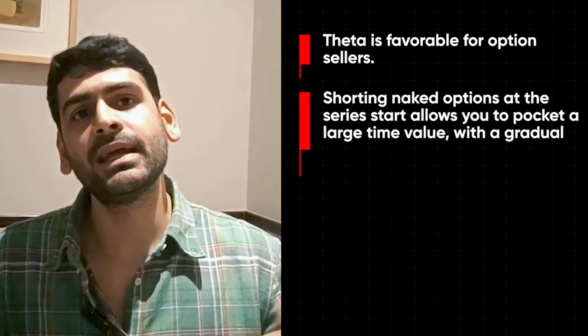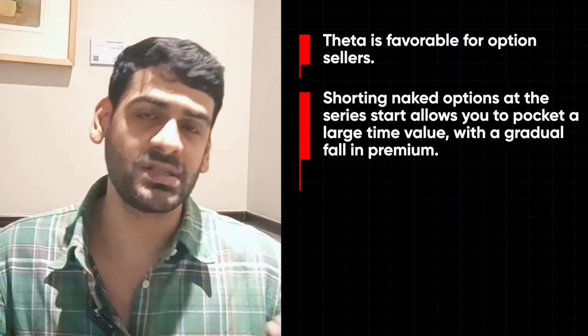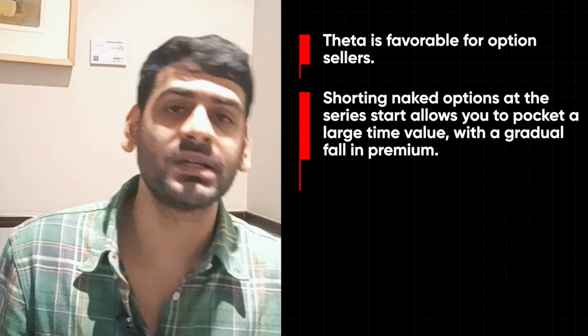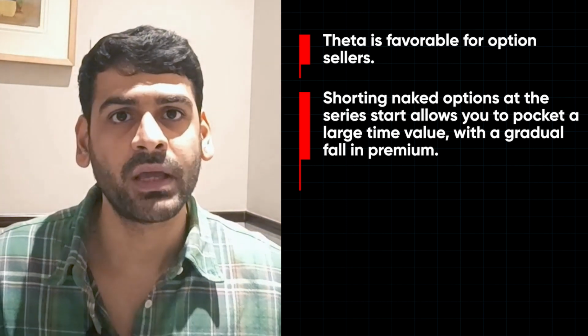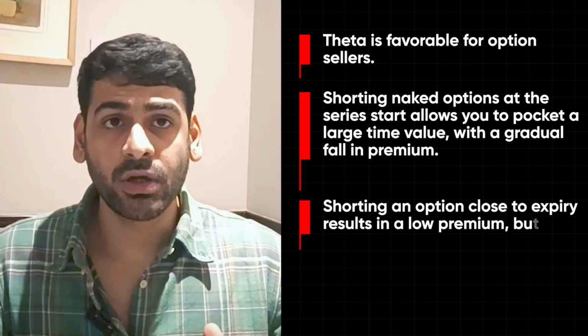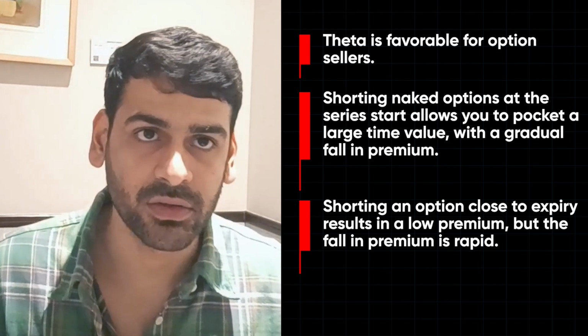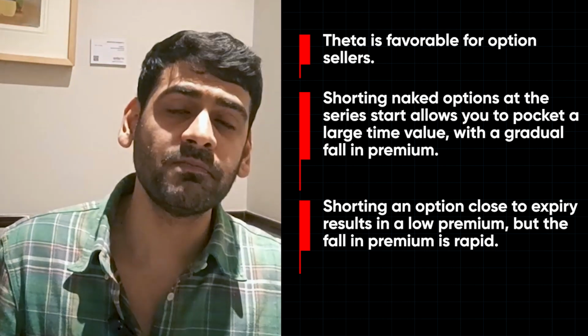And shorting naked options at the start of a series allows you to pocket a large time value with a gradual fall in premium. Shorting an option close to expiry results in a low premium thanks to time value, but the fall in premium is rapid. The last 3 points are super crucial, right? And we'll illustrate this with an example.